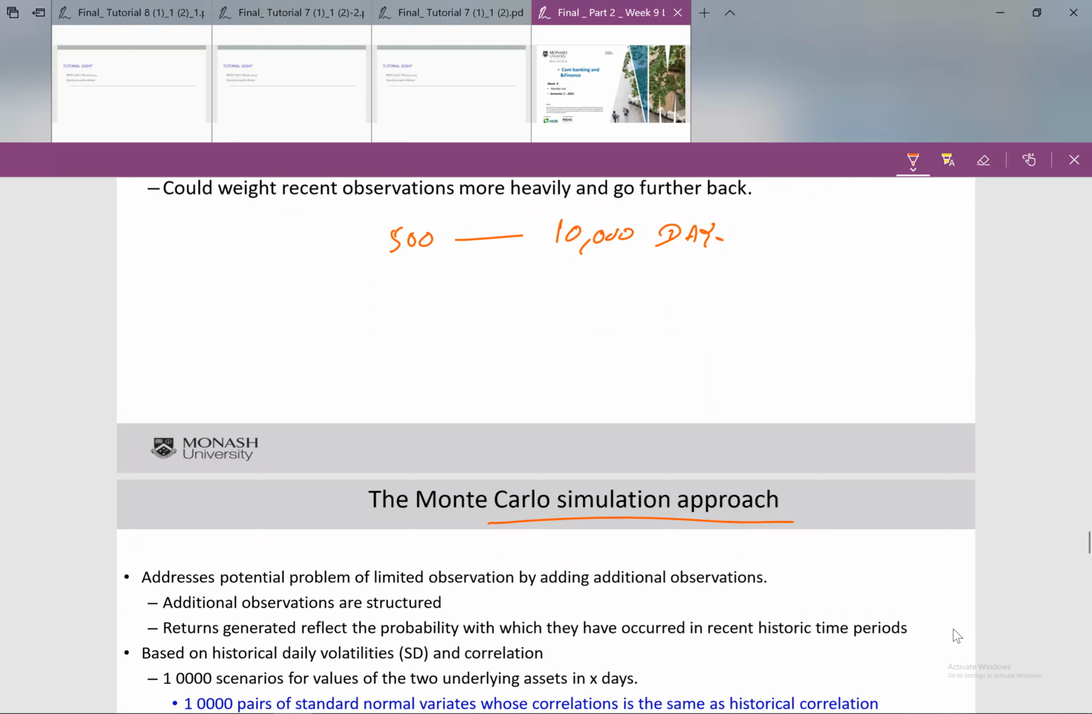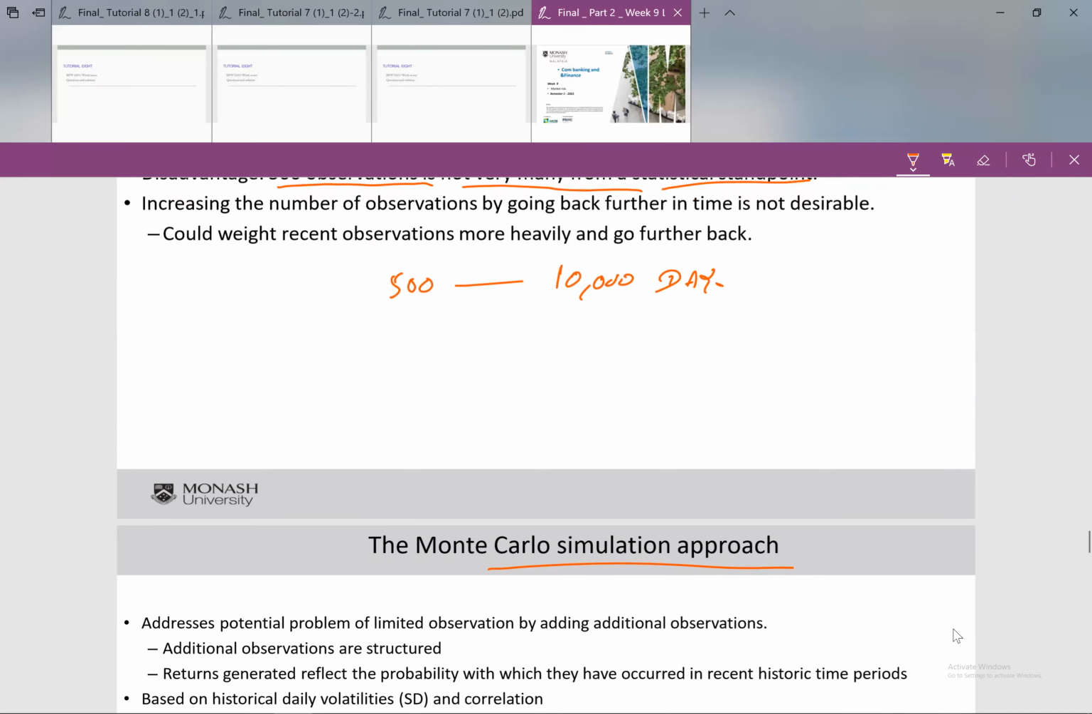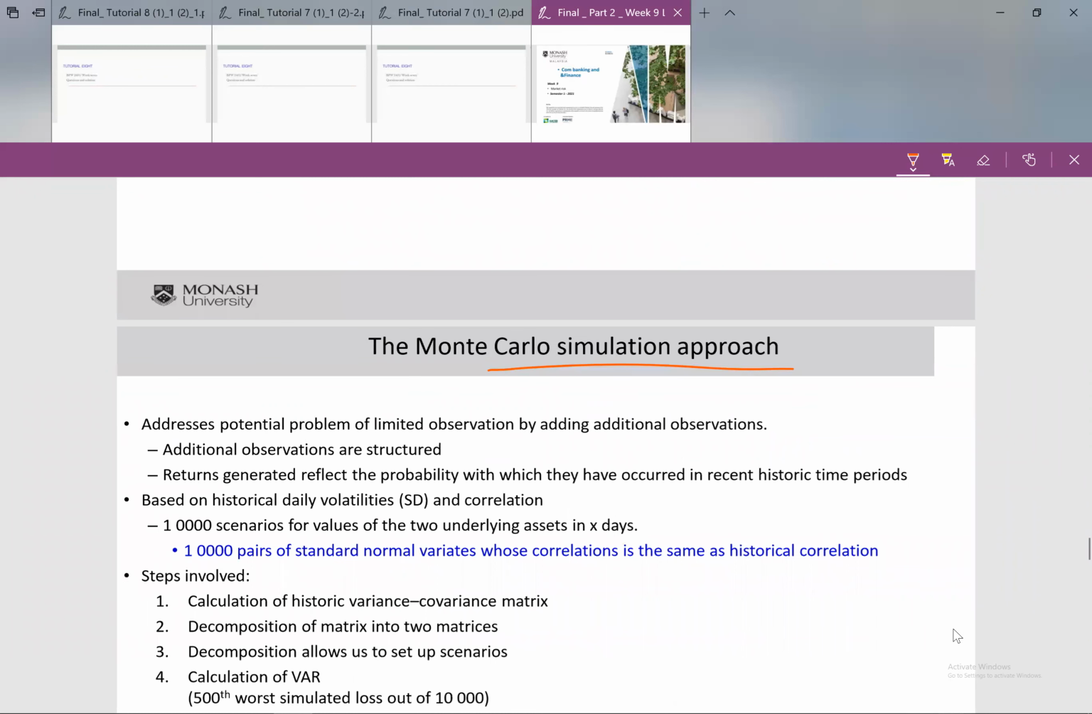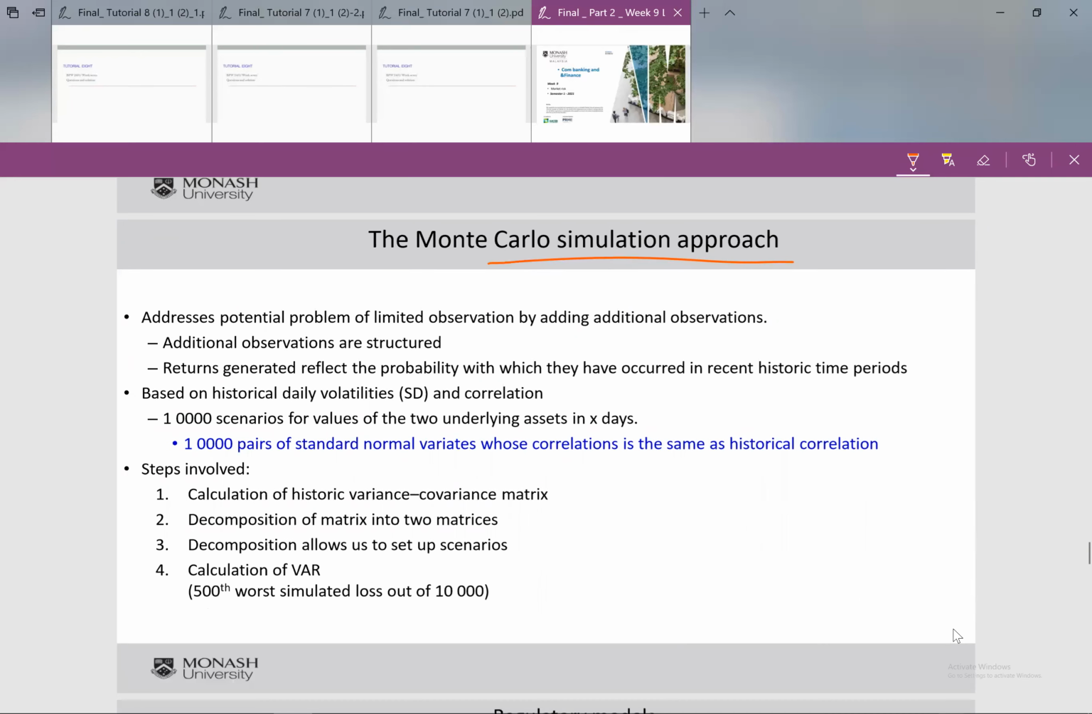Now, Monte Carlo simulation is actually exactly like historic simulation. The difference is I use the system to generate for me 10,000 observations instead of 500 days. Of course, the system will do the simulation. Even Excel can do it for you. You calculate a historical variance-covariance matrix. Then they decompose the matrix into two matrices. This is all math. How do they do it? But the system will do it for you.